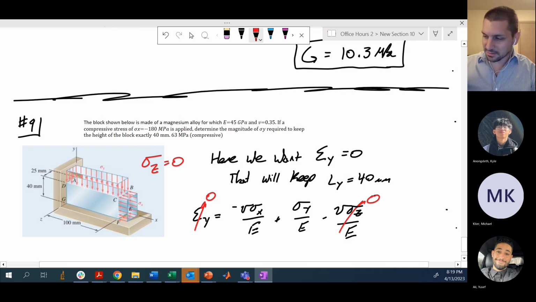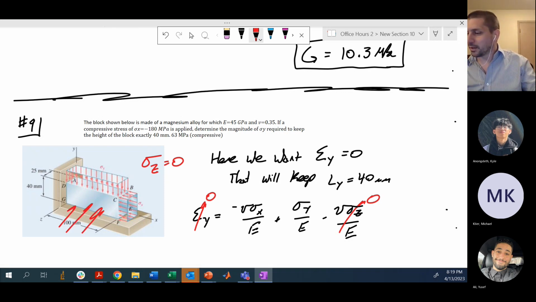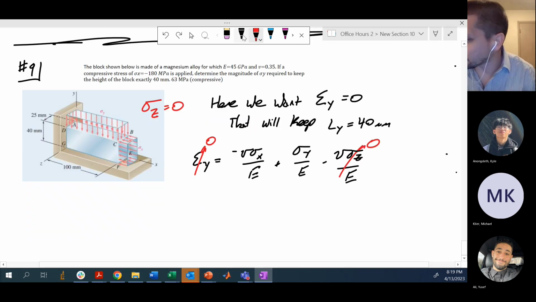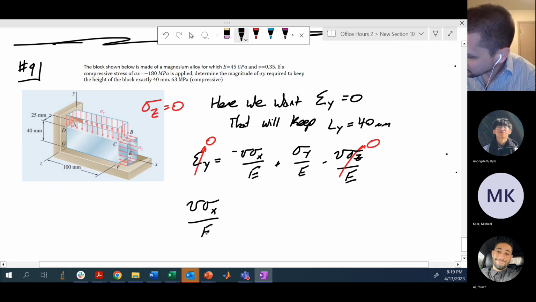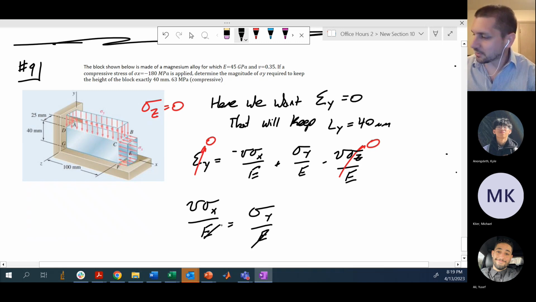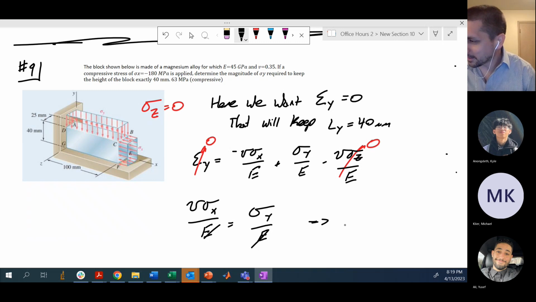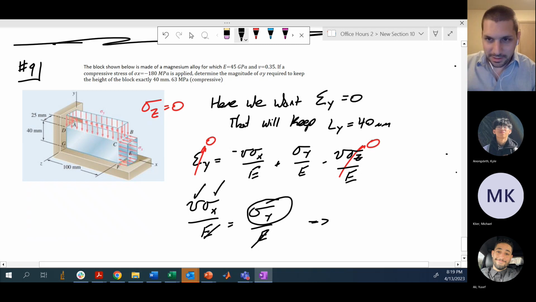The stress in z is given as 0. There is no stress acting on the z face. We can see that from the image in the problem. And so all you're really left with is some equation that looks like nu sigma x on E is equal to sigma y on E. These E's are going to just cancel themselves out. So you have just nu sigma x equals sigma y. You're given sigma x, you're given Poisson's ratio, so you can just calculate this directly. Clear?